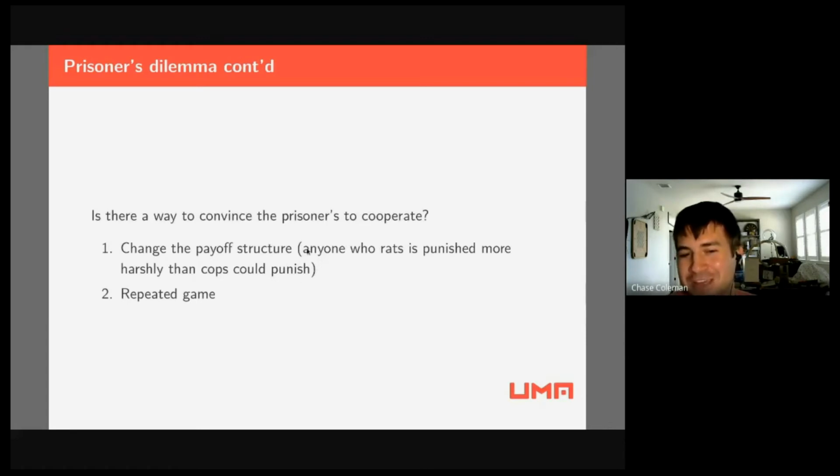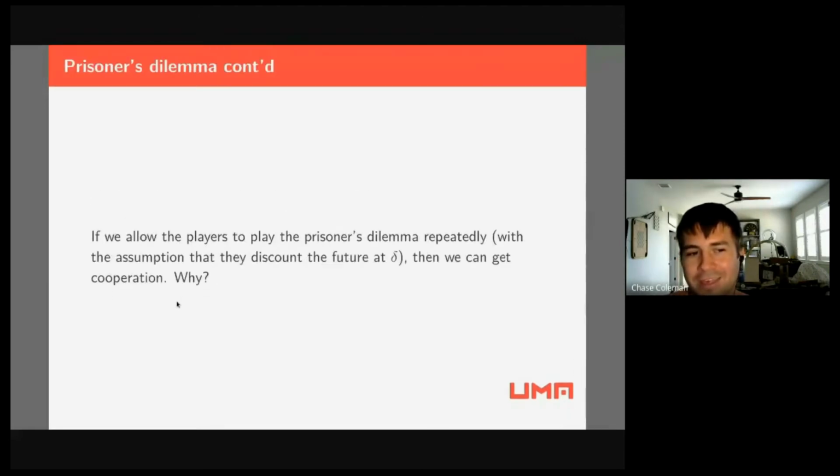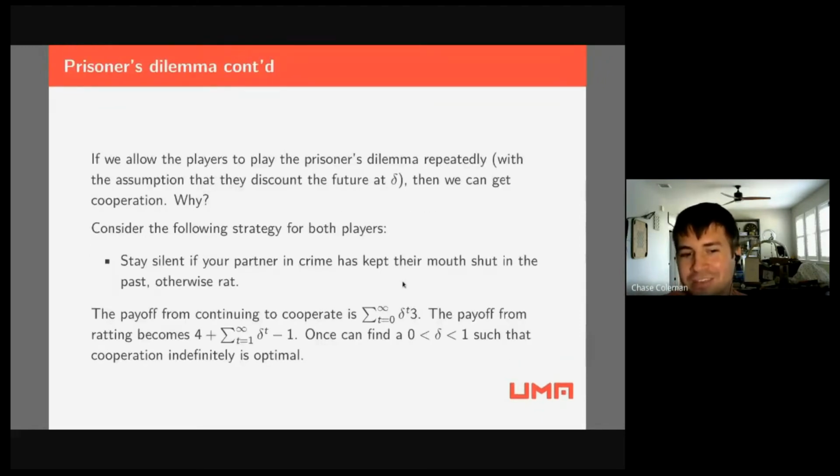So this is kind of the extreme version. Another way that you can convince the prisoners to cooperate is by allowing them to play this game repeatedly, indefinitely. So imagine that we allow the players to play the prisoner's dilemma repeatedly and that they discount the future at delta. Can we get cooperation? And the answer is yes. So consider the following strategy. You stay silent if your partner has stayed silent in the past, but as soon as they've ratted you out once, you always rat them out.